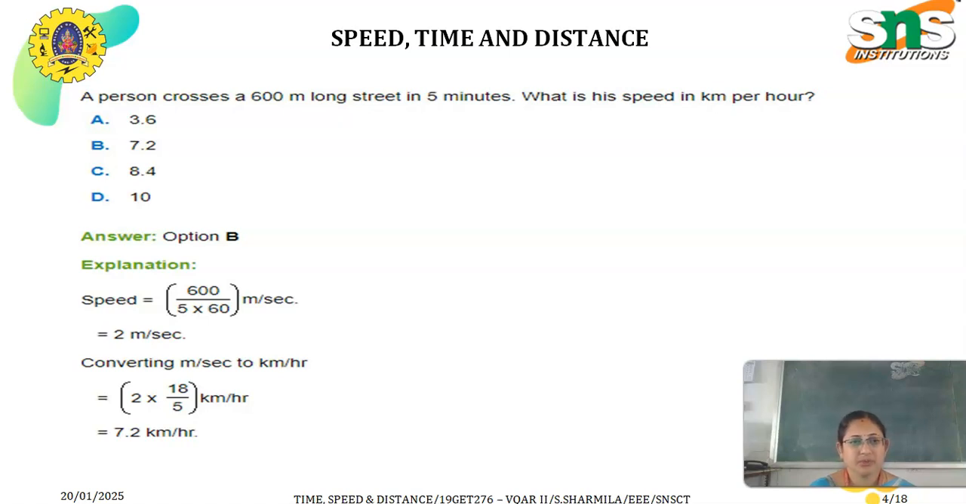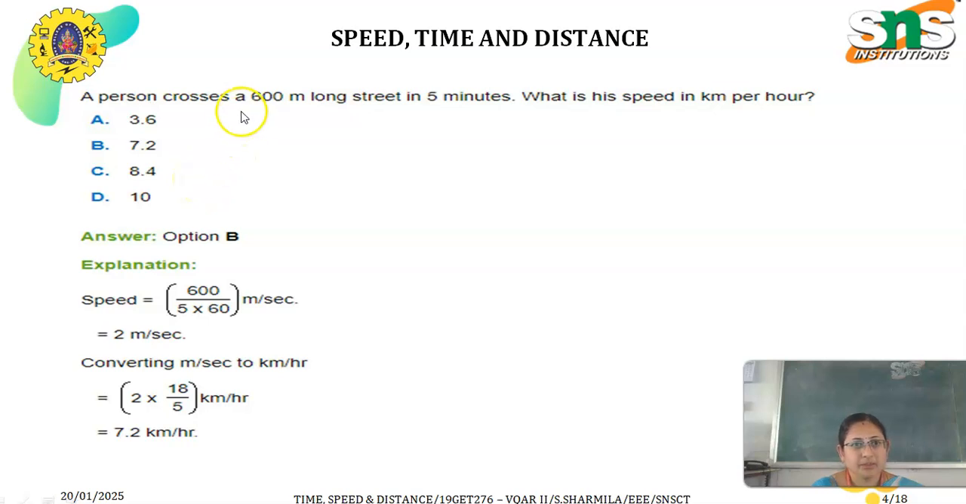The first problem: a person crosses a 600-meter long street in 5 minutes, and what is the speed in kilometer per hour? The options given are 3.6, 7.2, 8.4 and 10. The answer for this particular problem is option B, that is 7.2.